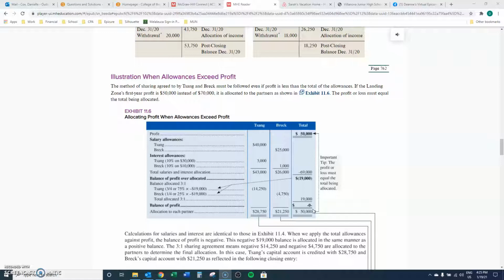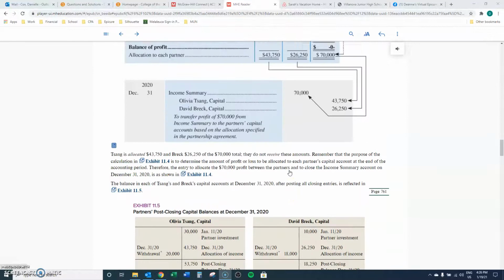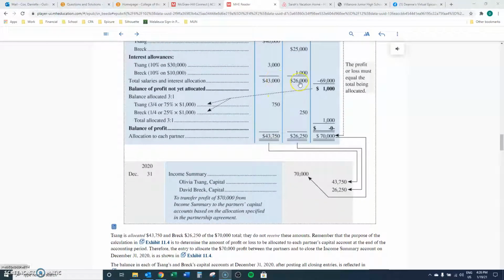What do we do here? So now we're going to assume that the first year's profit was 50,000, not 70. So we have our 50. We already said in the last one that the salaries were 40,000 and 25,000 for salary allowances. For the interest allowance, we said it was 10% of the capital at the beginning of the year, so 10% of 30 and 10% of 10. So again, 43 and 26, this is the same as up here, 43 and 26.